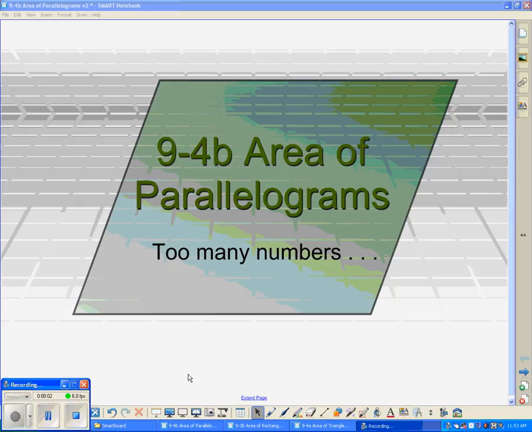Okay, so our next conversation is going to be about finding the area of parallelograms, and we'll go through a little activity here. And the fun little phrase of the moment is "too many numbers." When we're looking at the area of parallelograms, we'll see that often we have more dimensions of the parallelogram than we'll need to calculate the area.